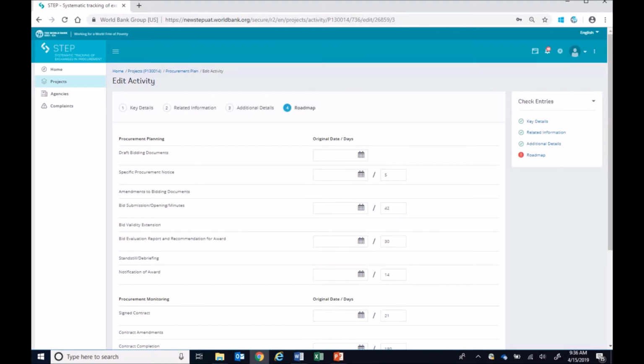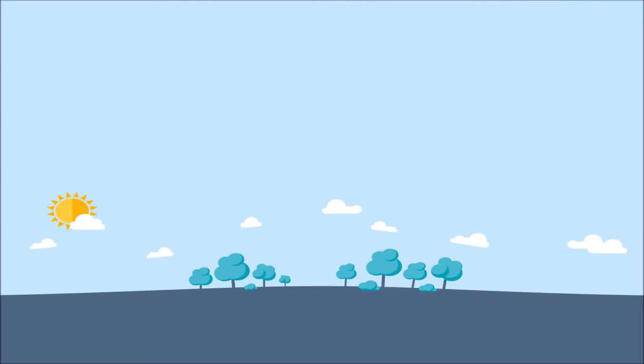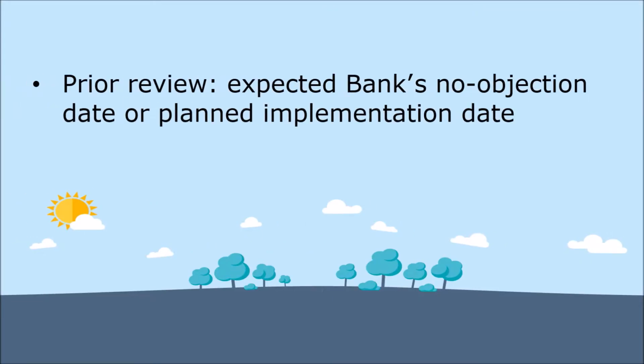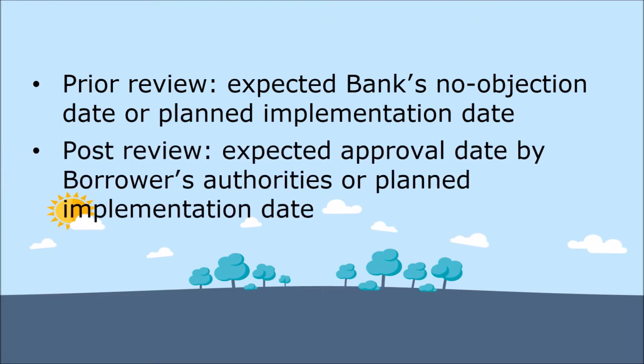You have to select the planned date for each step. The planned date must be later than today at the time of creation. For prior review, it is the date when you expect to receive no objection from the Bank, for example for bidding documents and bid evaluation report, or the planned implementation date, for example for bid opening and contract signing. For post-review, it is the date when you expect to get approval from the borrower's authorities or the planned implementation date.